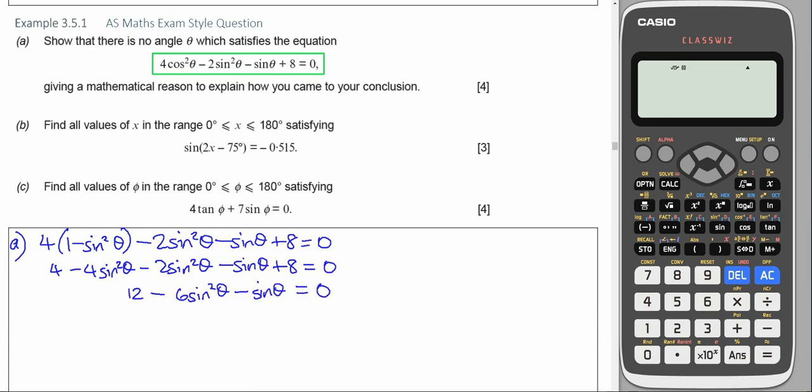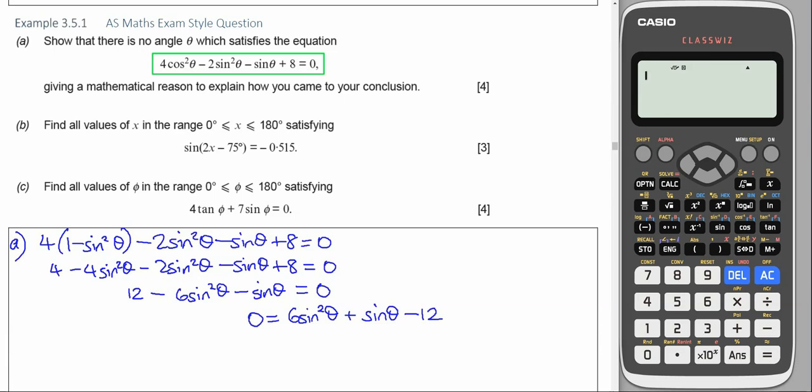I've collected like terms. Obviously we can see it's a quadratic equation, so I'm going to put this in a slightly different order. I want to get the squared term first in my list. I'm going to make it positive. So I've added 6 sine squared to both sides. I'm going to add sine theta to both sides, and I'm going to take away 12 from both sides.